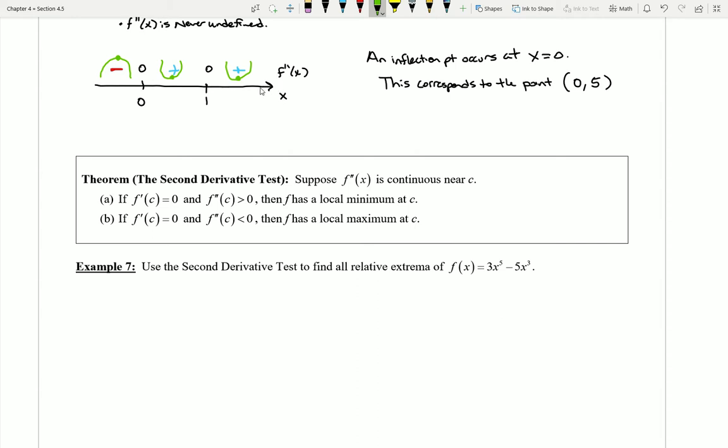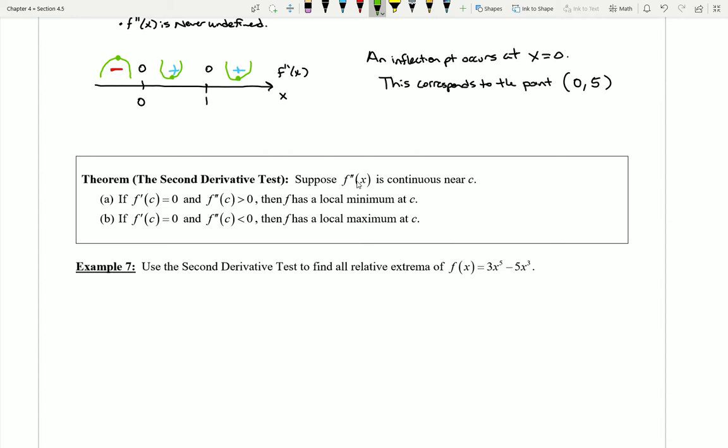So I can see that by understanding the concavity of the graph, there may actually be a way to determine if there are mins and maxes. So this is what we're going to summarize into what we call our second derivative test. Both the first derivative test and the second derivative test were concerned with attempting to find where local mins and maxes occur. Let's take a look at what this theorem says.